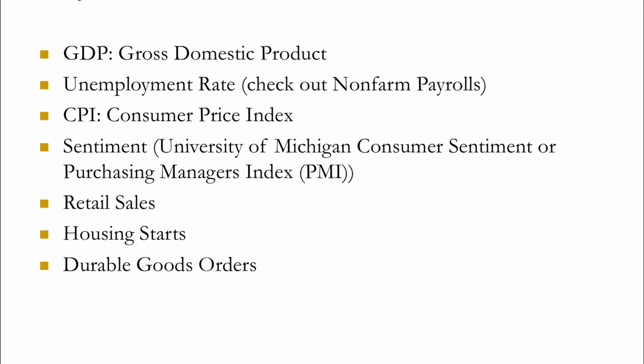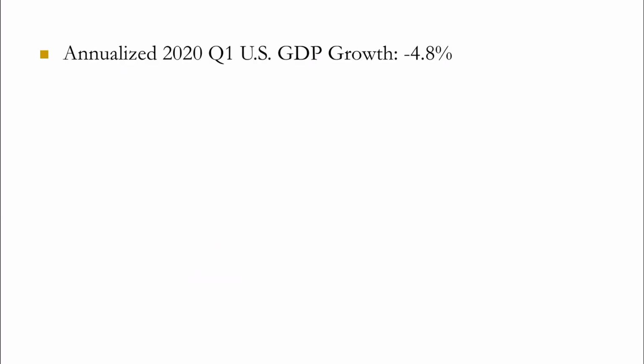Durable goods are goods that have a lifespan of greater than 3 years. So you're looking at things like jet engines, excavators, main equipment purchases. So our current economic indicators: 2020 Q1, our GDP actually dropped 4.8%.